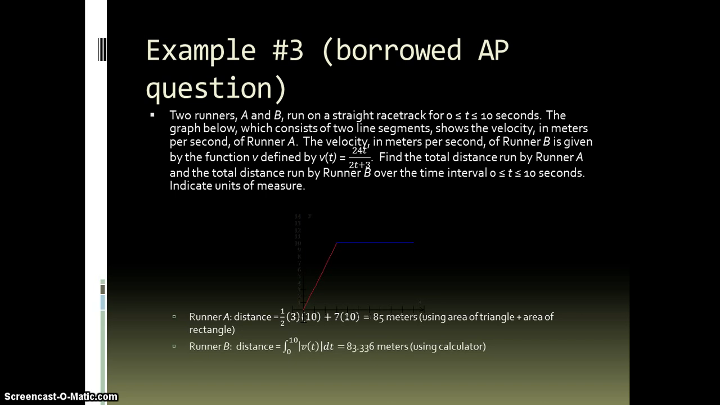When we integrate for runner A, we notice that we have two shapes that are very convenient. We have the shape of a triangle, whose height is 10 and whose width is 3. And we have the shape of a rectangle, whose width is 7 and whose height is 10. When we find the areas of those two shapes, we end up with 85 meters.